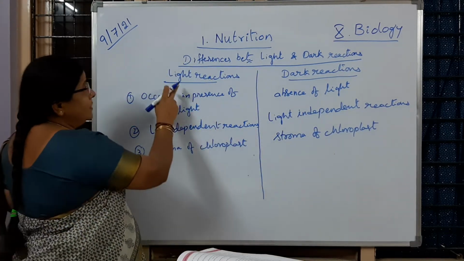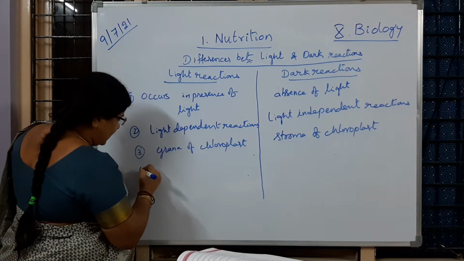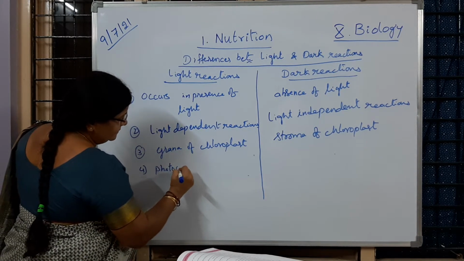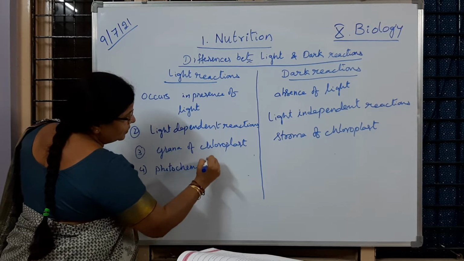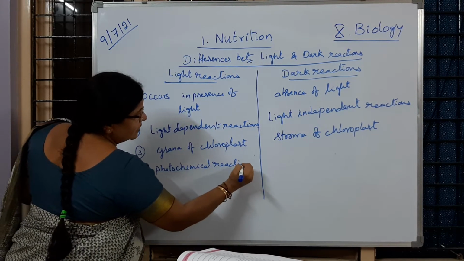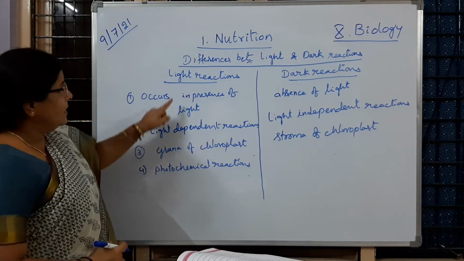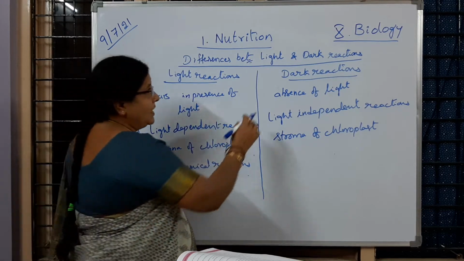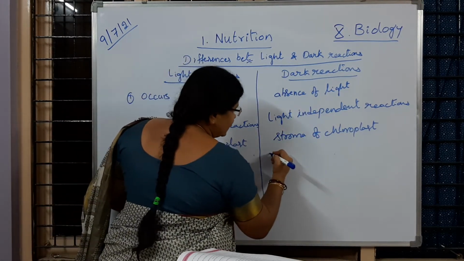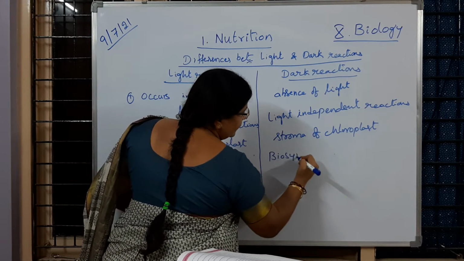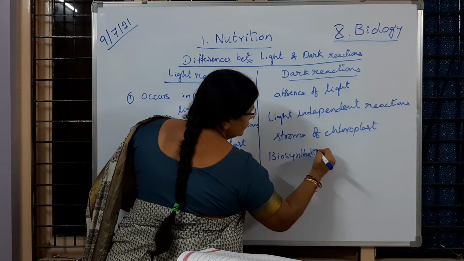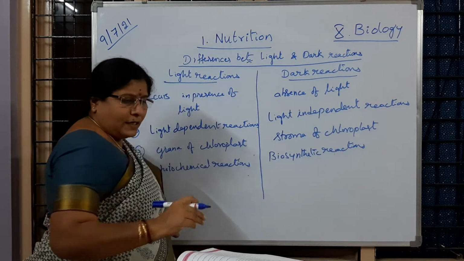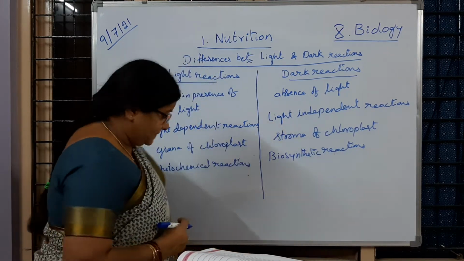Then, these light reactions, as light is needed, we call them photochemical reactions. Make a note of it, children. Light reactions are also called photochemical reactions, whereas dark reactions are called biosynthetic reactions. Is it clear to children? Then next one.